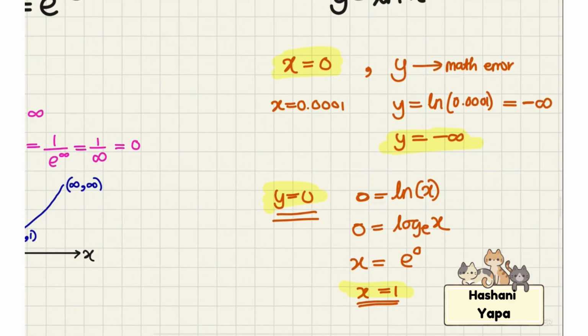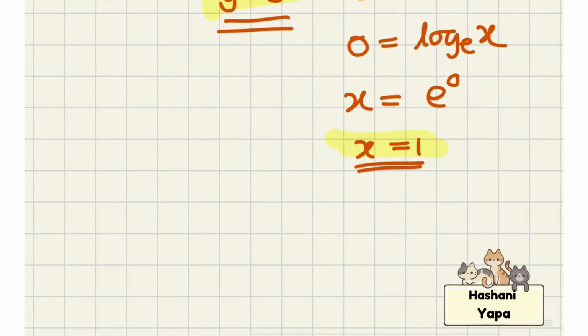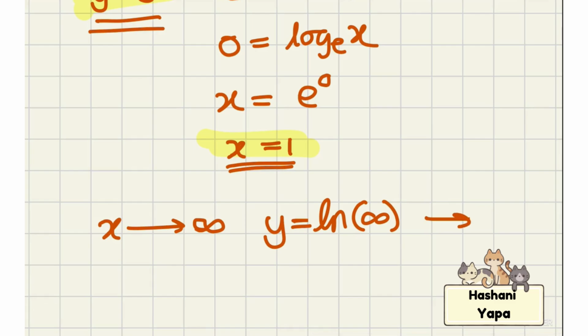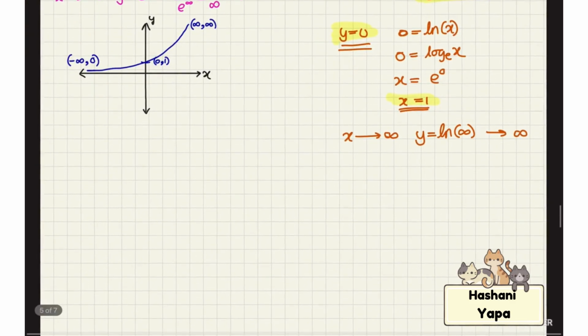We took when x equals a very small number. Let's take what happens if x equals a very large number. For example, when x equals infinity, what happens? When x tends to infinity, y equals ln infinity, and that is also going to be a very large number. That is also going to be infinity. So we can draw a graph.